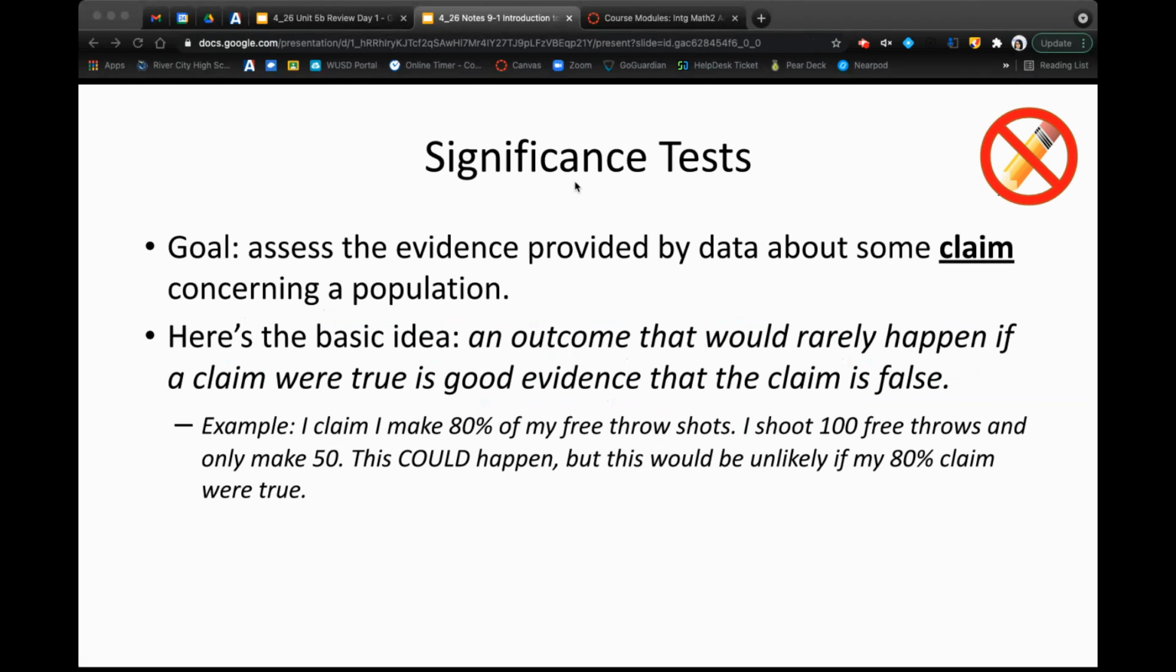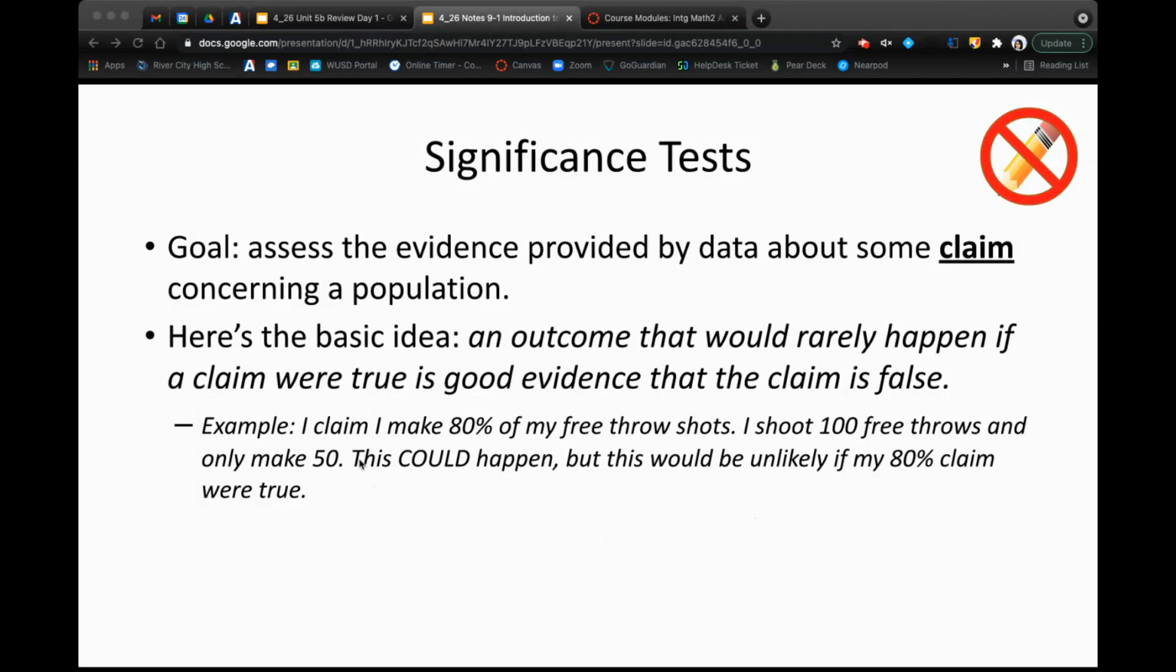So the basic idea, this is from the video lesson, the significance test: our goal is to assess the evidence provided by data about some claim concerning a population. So you collect the data, analyze it, and based off of that, you make some type of judgment. So here's a basic idea. An outcome that would rarely happen if a claim were true is good evidence that the claim is false.